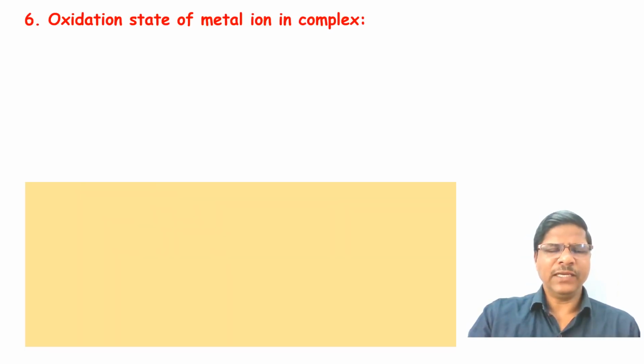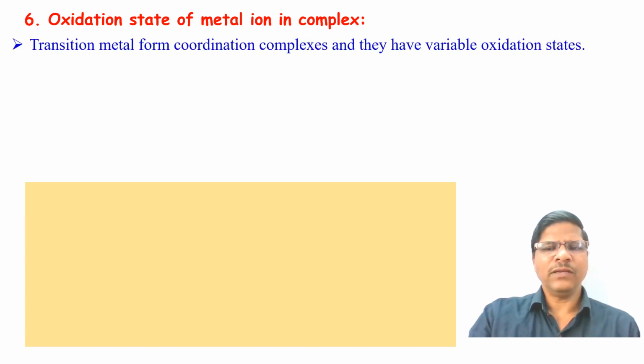The next definition is the oxidation state of the metal ion. Now, the oxidation state of the central metal ion in the complex can be calculated. But what is the reason? Usually, the central metal ion in the coordination complexes is a transition metal ion, and the peculiarity of transition metals is that they have variable oxidation states. Oxidation state is not fixed.